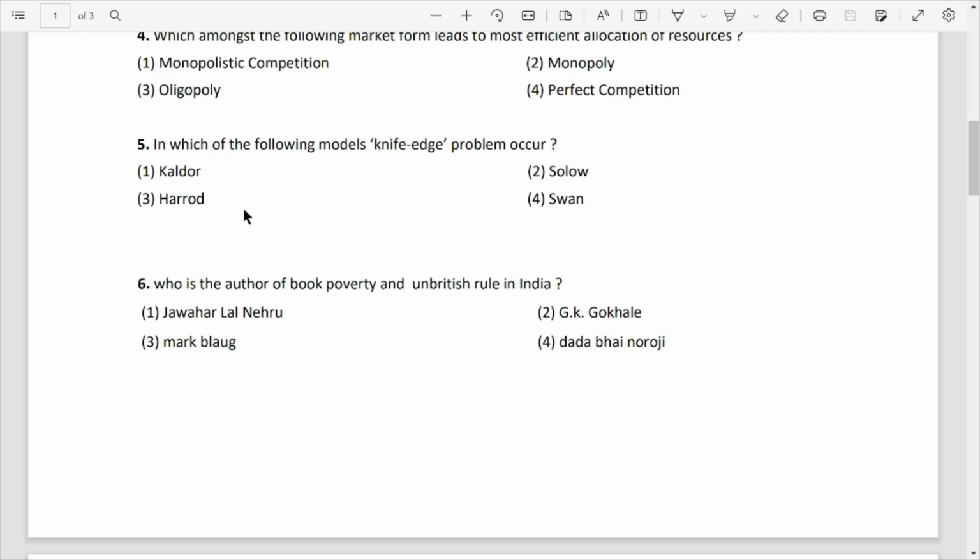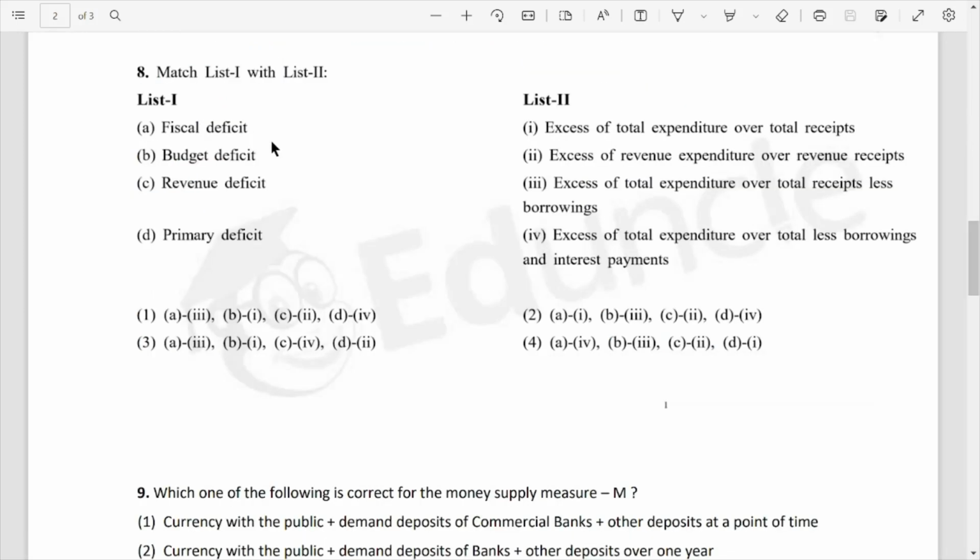So you have to match list one with list two. List one has the topics like fiscal deficit, budget deficit, revenue deficit, primary deficit. You have to match them with list two. Now let's take a look at fiscal deficit. Excess of total expenditure over total receipts. Is it correct? No, it is not. It is a budgetary deficit. Excess of total expenditure over total receipts. So this is budgetary deficit.